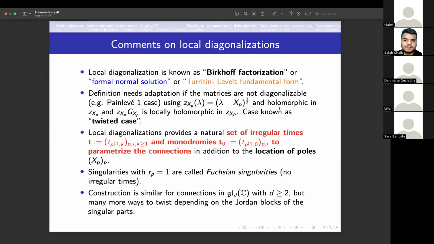So, of course, as I said before, the r_p equal to 1 are called the Fuchsian singularities. The construction for even higher rank connections is similar. However, there are several ways, depending on the Jordan blocks, of how to do things and how to generate them. So it's a little bit complicated when it comes to the higher rank setting. And this is really the rank 2 setting, which is the simplest. But things could get really tricky even here.